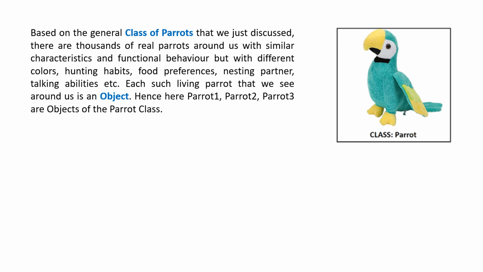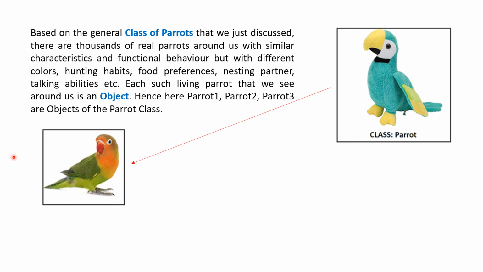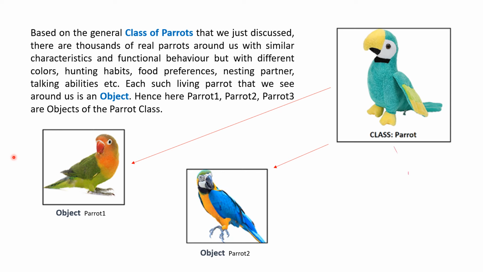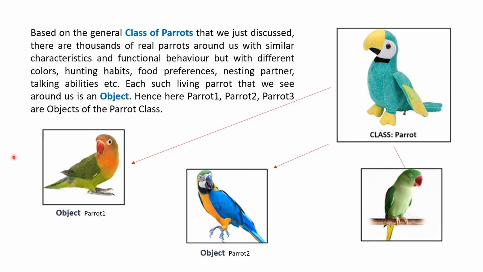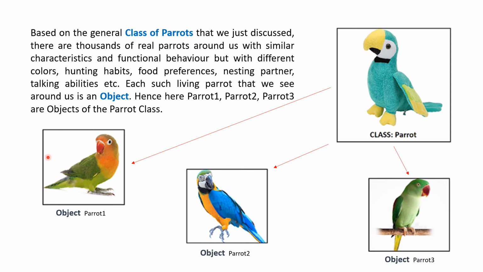Based on the general class of parrots that we just discussed, there are thousands of real parrots around us, with similar characteristics and functional behavior, but with different colors, hunting habits, food preferences, nesting partner, talking abilities, etc. Each such living parrot that we see around us is an object in the parlance of OOPS. Hence in here, Parrot 1, Parrot 2 and Parrot 3 are objects of the class named parrot.